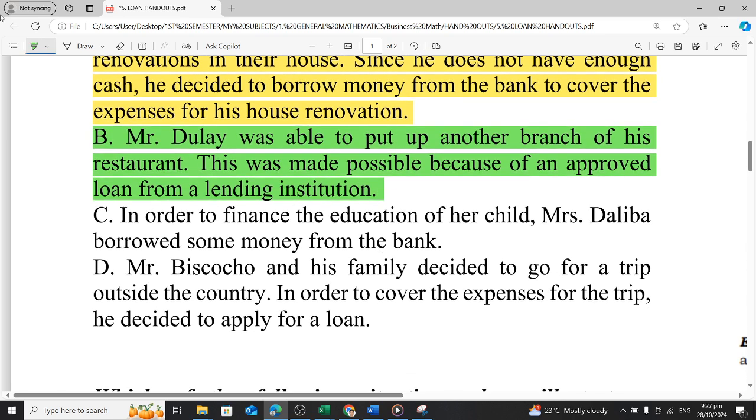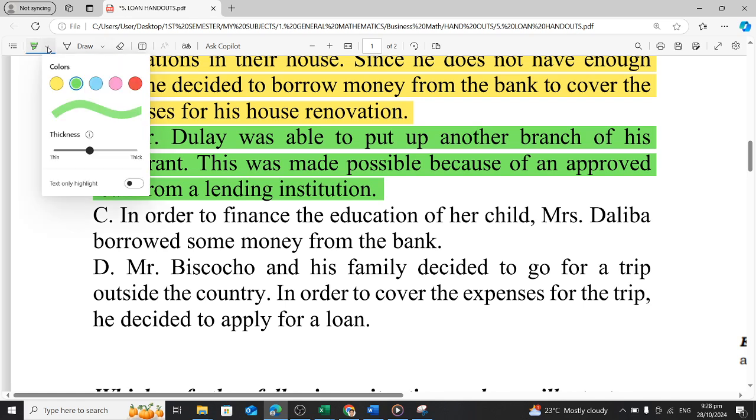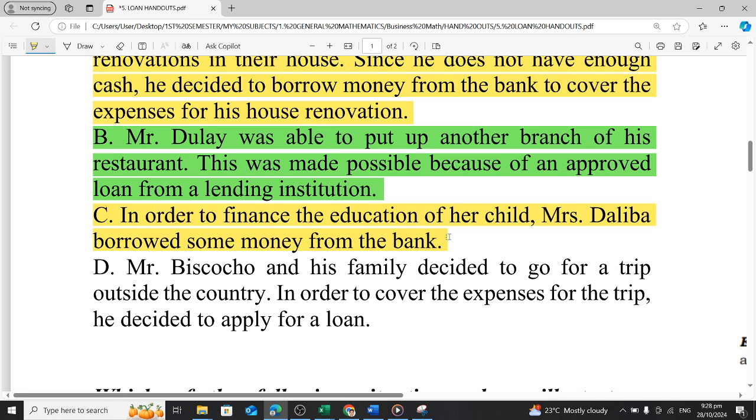Now, let's have letter C. In order to finance the education of her child, Mrs. Daliba borrowed some money from the bank. So, pag education, ang hisgutan, this is a personal purpose para sa pag-eskwela sa iyang bata. So, meaning to say, this is a consumer loan. So, letter C is an example of a consumer loan.